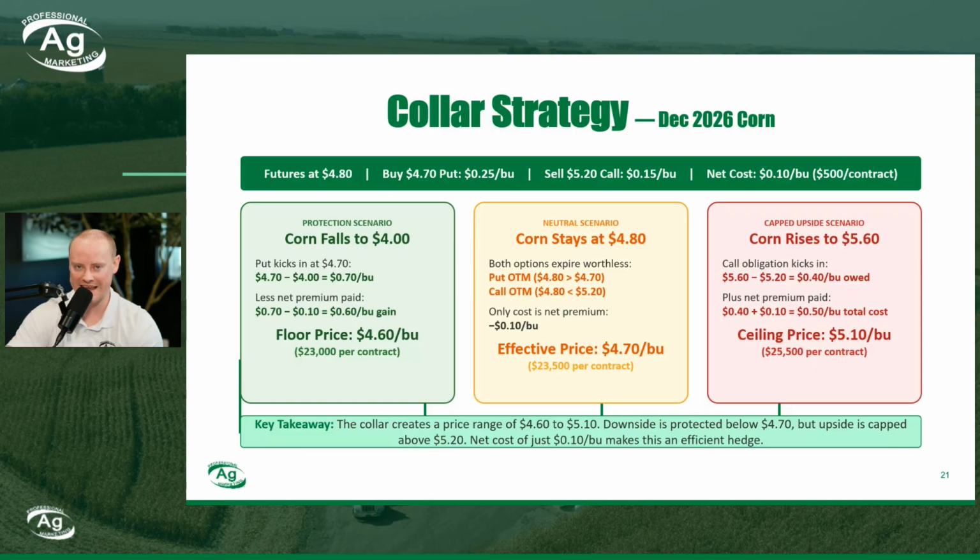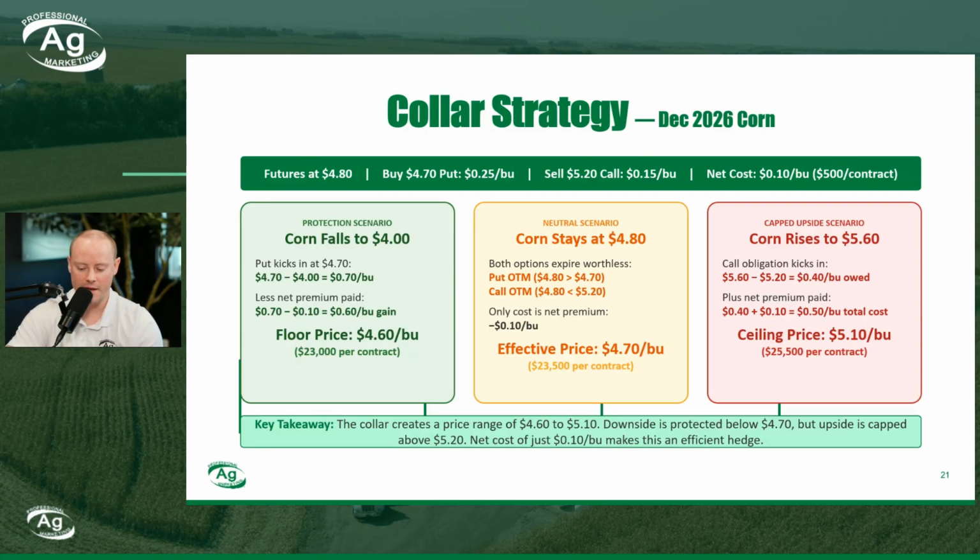Corn stays at 480. That would show that both sides are going to expire worthless. You don't want the right to be sold at 470, and you didn't give the right to anybody else to be long at 520. So it's going to be worthless on both sides. You spent 10 cents, so you lose that 10 cents. That's all you lose. But you're selling your corn at that 480 level. So in this example, anywhere between that 470 to 520 is basically going to be a wash scenario, or expire both sides of the strategy.